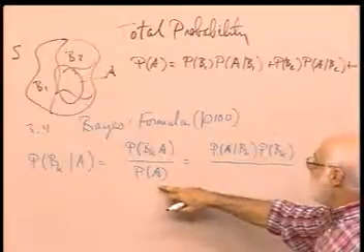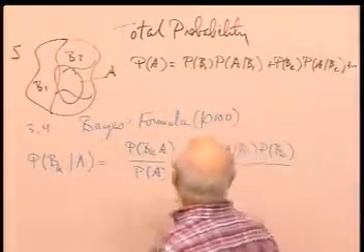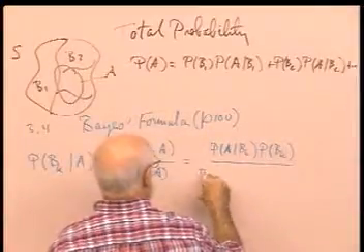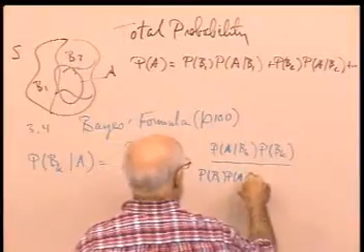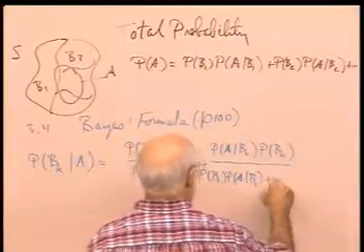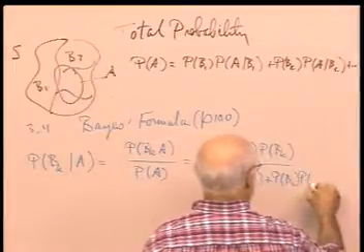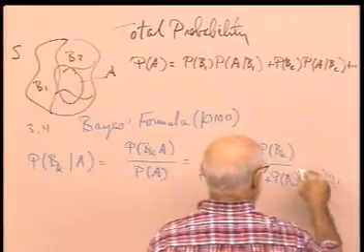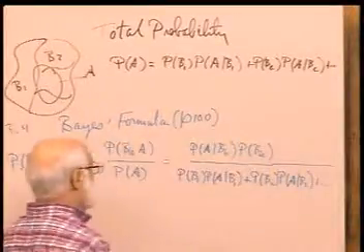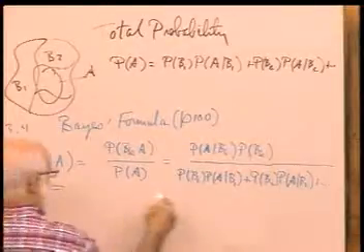What I'll do is I'll rewrite that simply using the theorem of total probability. So the denominator is going to have the probability of B1 times the probability of A given B1, plus the probability of B2 times the probability of A given B2, and so forth. And that is called Bayes' formula. That is, this equals this.